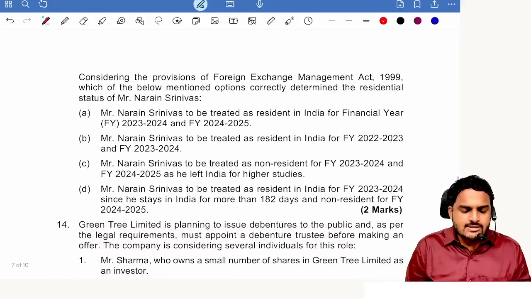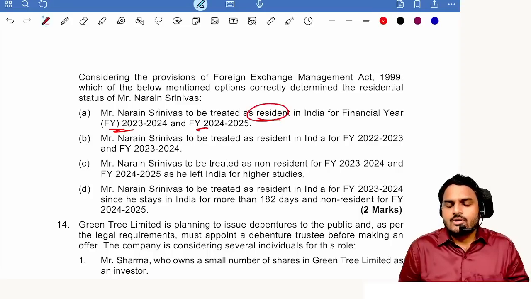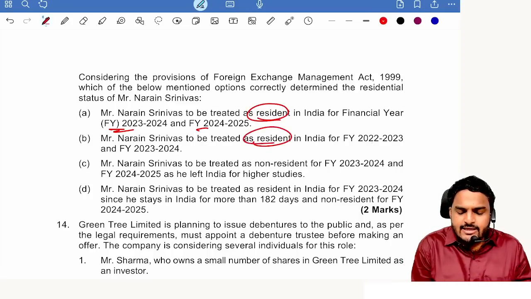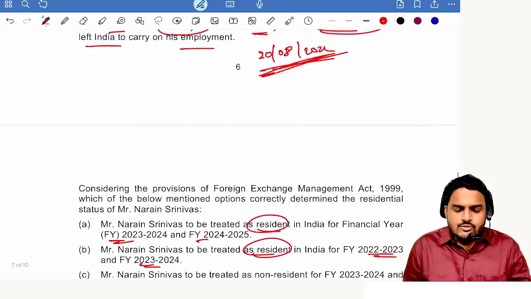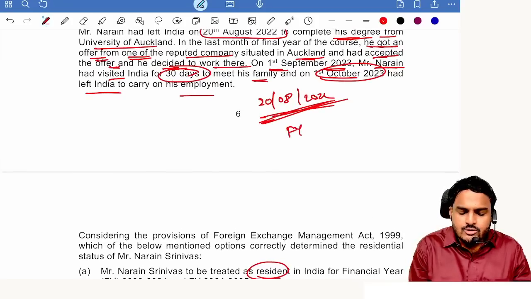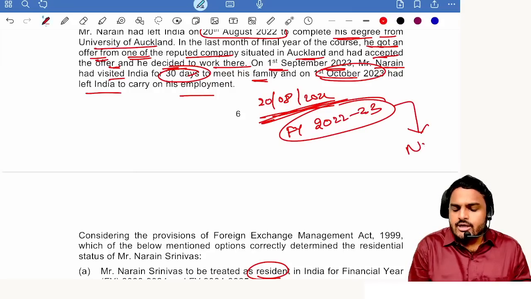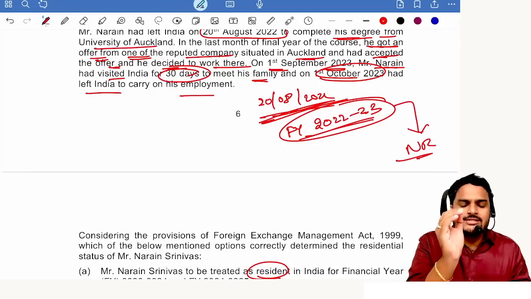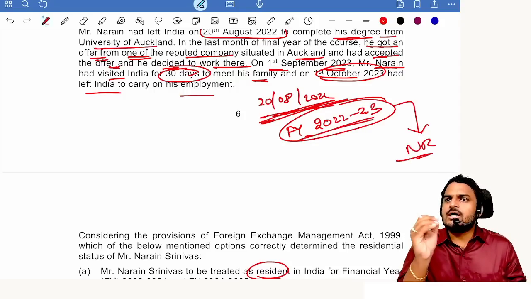Let's see options. Financial year 23-24, 24-25, he will be treated as resident. No. He will be treated as resident for 22-23, 23-24. So which year? Here, look at the date, financial year 2022-23. Subsequently, he is non-resident. From financial year 22-23 onwards, he is non-resident. Of course, he is resident up to 20th August. But 20th August onwards, he is a non-resident.